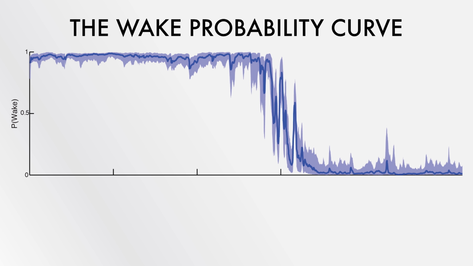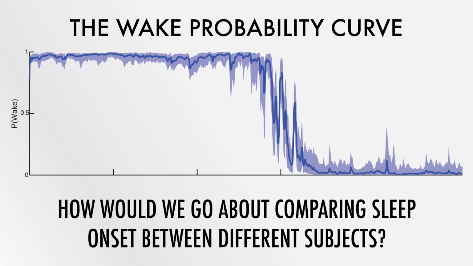So what we have shown so far is how to take the wake probability curve and use it to describe the individual subject records. But how would we go about comparing sleep onset between different subjects? The ability to characterize the sleep onset process of groups is very useful when looking at the difference between clinical populations or the effect of drugs.